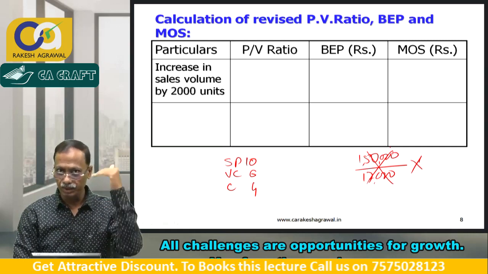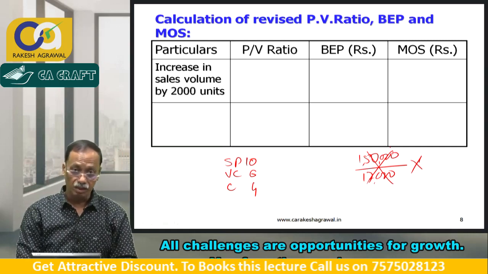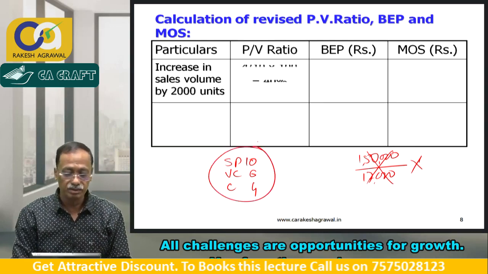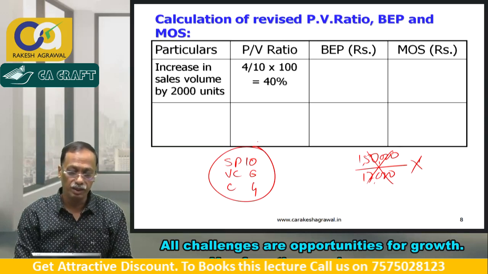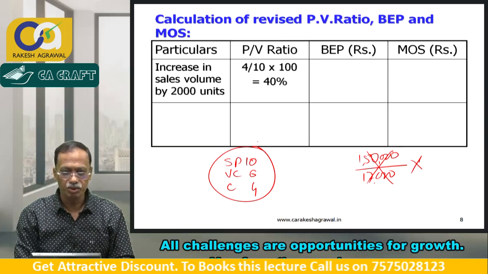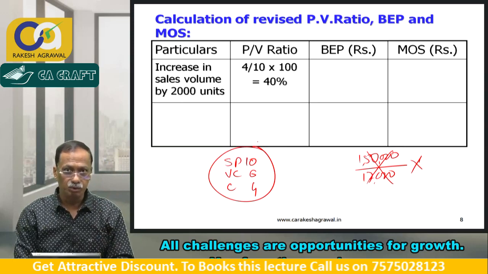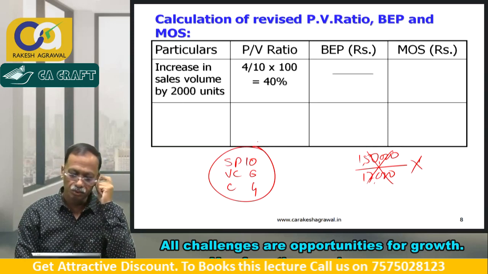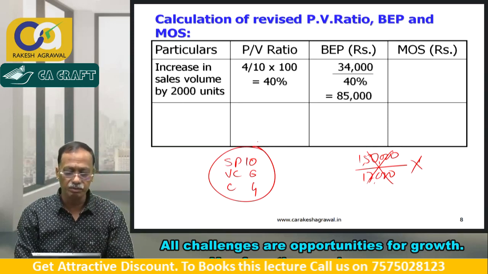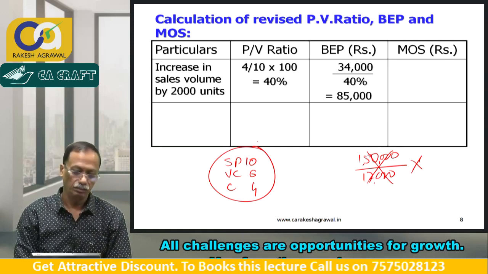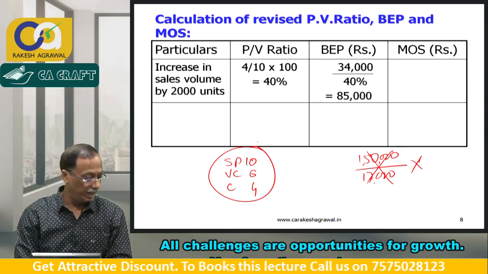So from 15,000 units, it will become 17,000 units. Right? As this is same, your PV ratio will remain the same, my dear friends. So it will be same, 4 upon 10 into 100, that is 40%. PV ratio will remain unchanged as compared to original one. If PV ratio is same, no change, total fixed cost is same, your BP will also remain the same. So BP is same, your 34,000 divided by 40%. It is 85,000 originally, it will remain the same. So your BP is 85,000.